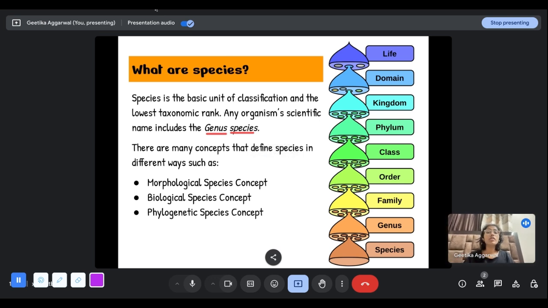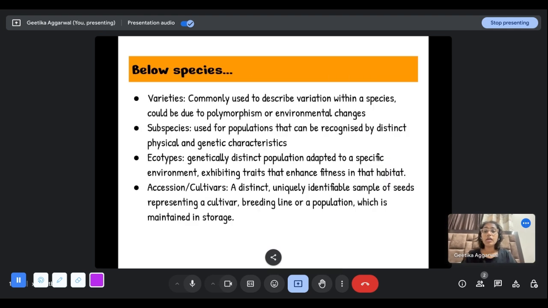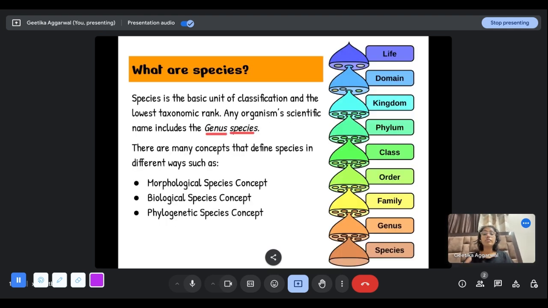And there are many different concepts which try and define species in different ways and demarcate these distinct species from each other. Some of these concepts that we're going to discuss during this class are the morphological species concept, biological species concept, and the phylogenetic species concept. There are other species concepts as well, but they will not be the focus of the tutorial today, because these are the basic ones that are most popularly used, right? So, we'll come to this later.